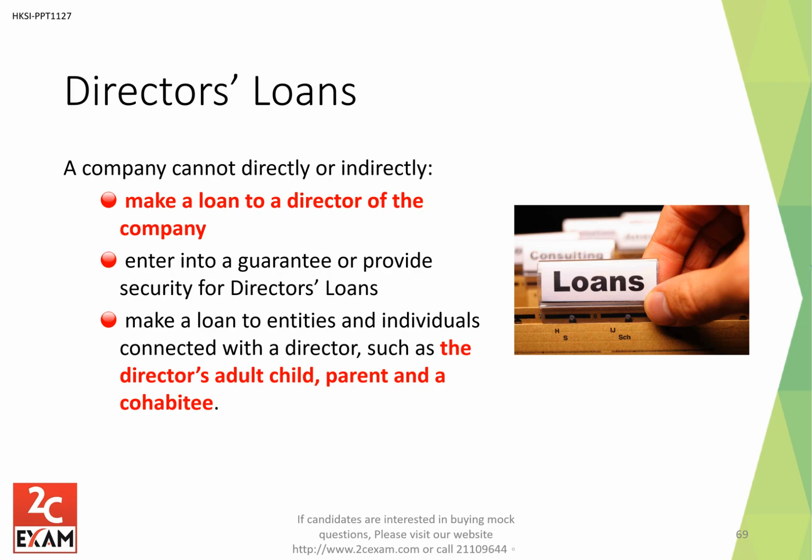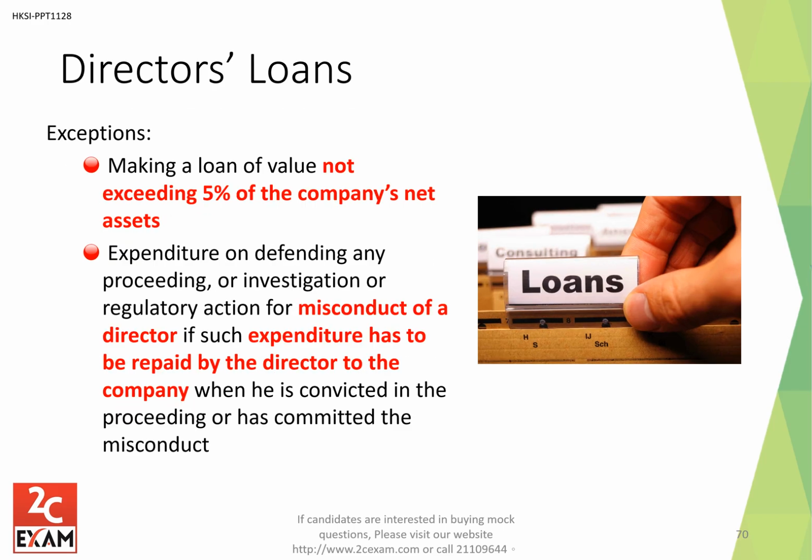If the company cannot lend money to the director, can it lend money to the director's children, parents, or other companies? Lending money to companies or individuals related to the director, such as parents, children, or cohabitee, is considered as lending to the director. Therefore, the company cannot lend money in this way, and the director cannot ask the company for a loan. Are there any exceptions that allow the company to lend money to the director?